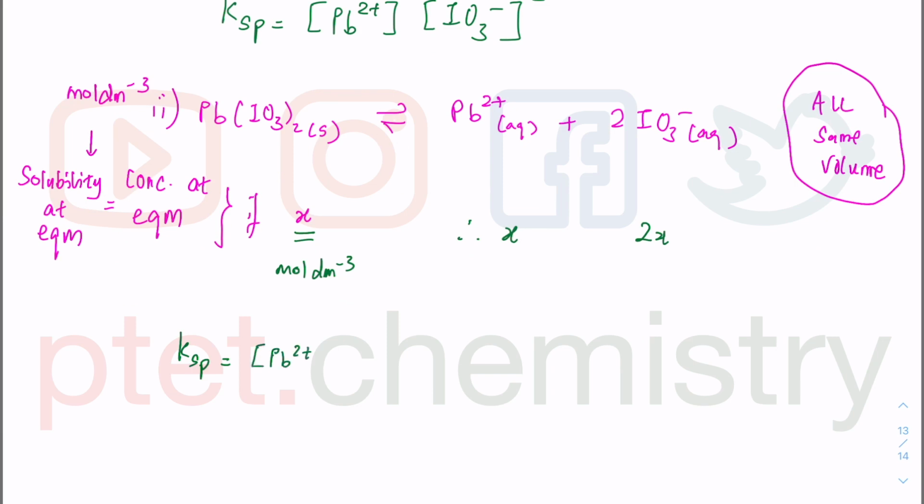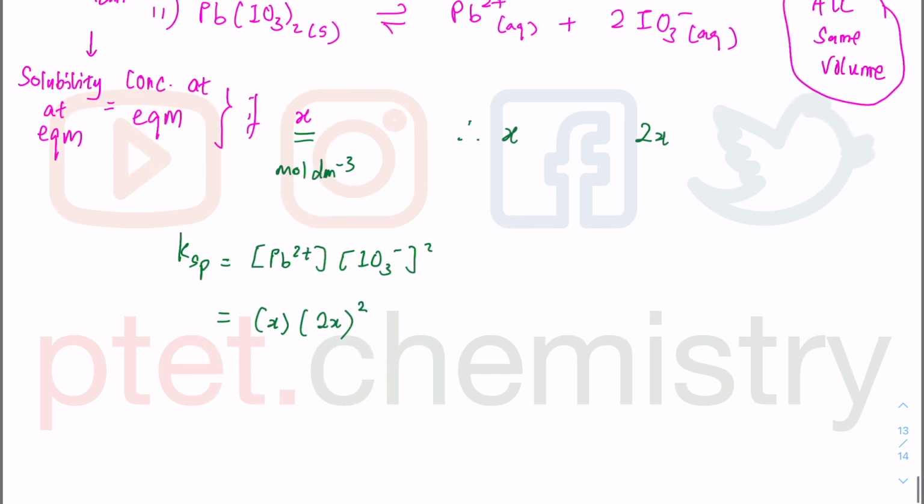[Pb2+][IO3-] squared. So this is going to be equal to X squared, X to the power of 1, because this is X. And the other one is 2X for the concentration of IO3-, and square it. And your value given in the question was, let me just write down Ksp first. So Ksp is equal to 4X cubed.